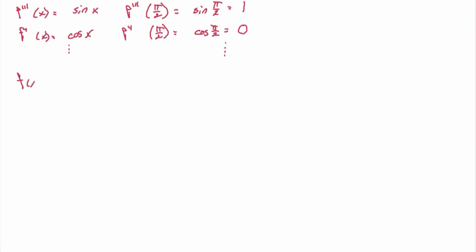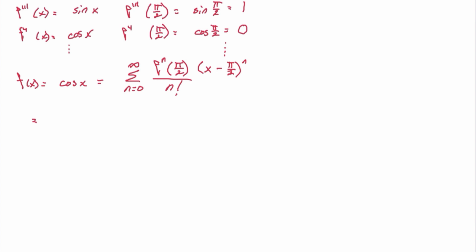So now we can write f as the sum from n equals 0 to infinity of f to the n of a, which is pi halves, times x minus pi halves raised to the n, divided by n factorial. Let's list a few terms.